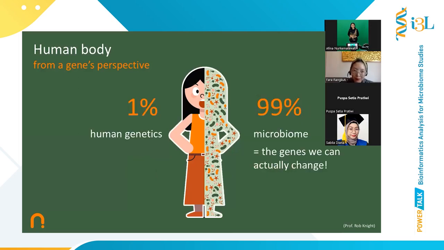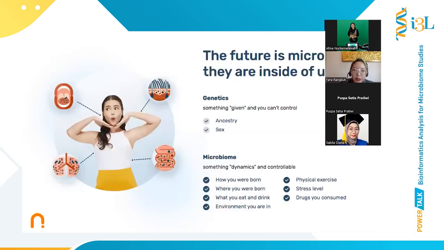Now, this microbiome is actually the genes that we can change, because human genetics is more or less fixed. You're born with your DNA, and it's pretty much fixed. The difference with the microbiome is that you can actually change it. You can change it by deciding what to eat, what to drink, the environment you're in, the level of pollution in your environment, how much physical exercise you have, your stress level, or what kind of drugs you consume.